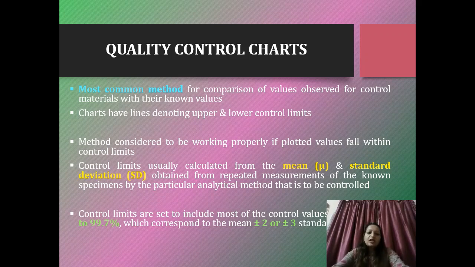Control limits are usually calculated from the mean and the standard deviation, which is obtained after we make a series of measurements. And usually we set the limits to either plus minus 2 standard deviations or plus minus 3 standard deviations. Most commonly, we use plus minus 2 standard deviations, which denotes that 95% of the values would come under it. Plus minus 3 standard deviations takes into account about 99.7% of values. Usually that is not done.